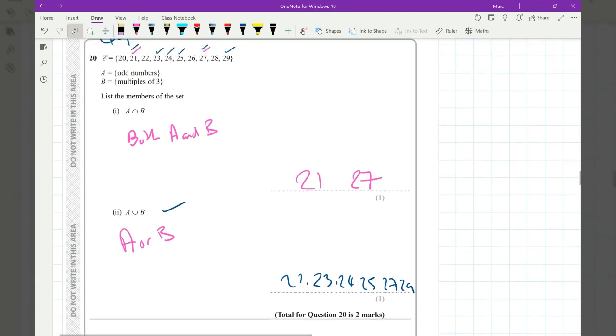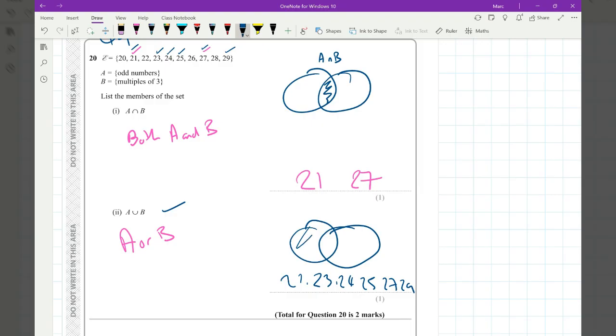Okay, just for reference as well, this one in here is A intersection B, and then all of this within here is A union B.